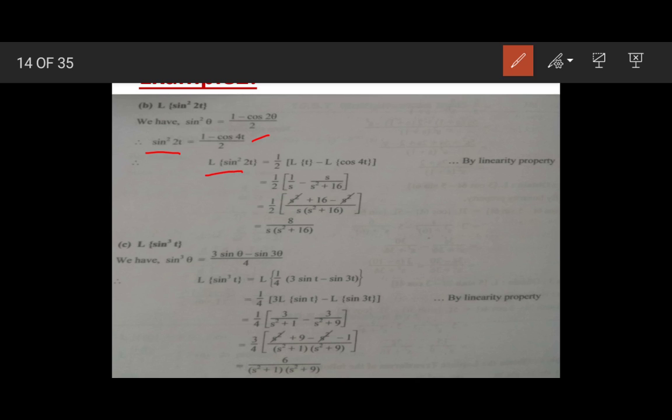Now we take Laplace transform on both sides. So it will be 1 upon 2 common, Laplace of 1 minus Laplace of cos 4t. Now Laplace of 1 is 1 upon s, Laplace of cos 4t is s upon s square plus 16. Now 1 upon 2 as it is, then we do the cross multiplication. By doing cross multiplication we get s square plus 16 minus s square upon s into s square plus 16. So finally we get 8 upon s into s square plus 16.